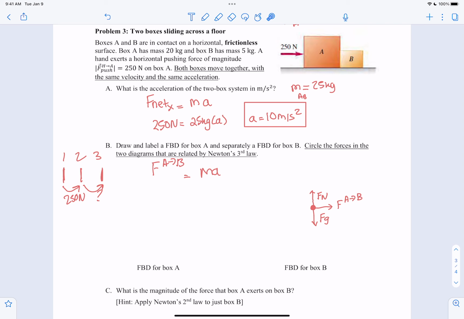And Eric, earlier we were talking about the force exerted from A to B and vice versa. Does it make sense why we're only putting in A to B and not B to A this way? Yes, no?